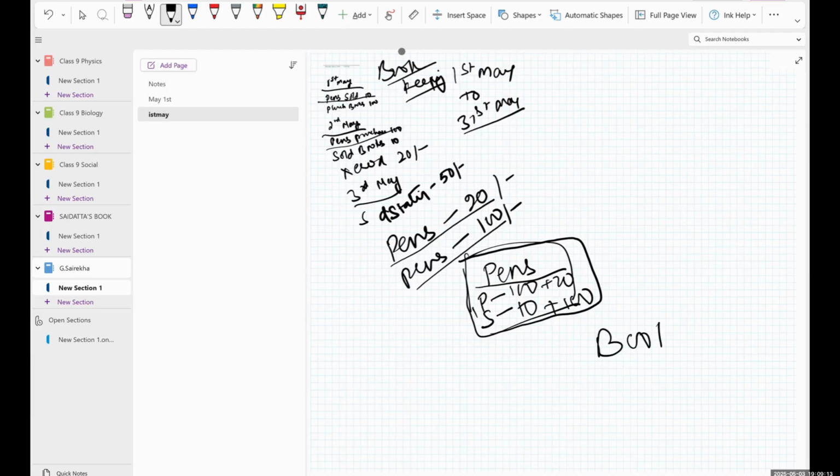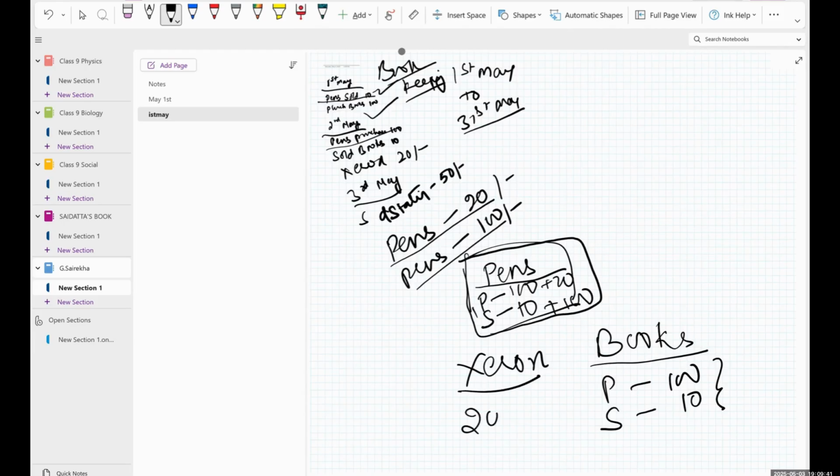After all these things, again you'll open a fresh page. Next, a books account. On 1st May, how much did you purchase in books? 100 rupees. On 2nd May, you sold 10 rupees. And on 3rd May, you didn't purchase anything. So, total 110. Now, we finished pens, we finished books. Next, Xerox: how much did you sell? 20 rupees. This is done. Now, what is left? Stationery.